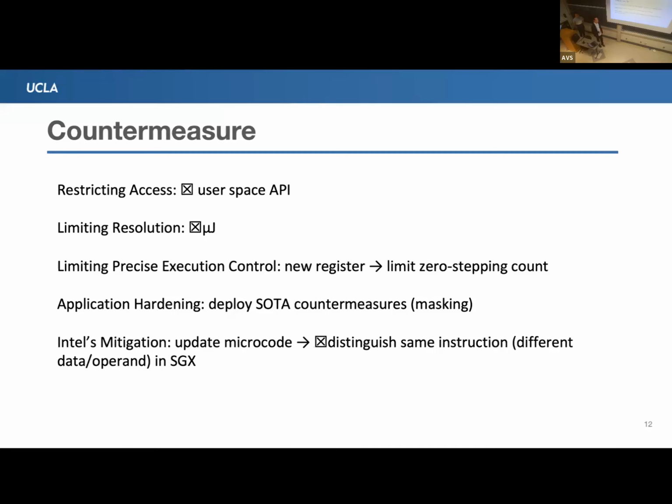We have changed the microcode so that the same instructions with different data or different occurrences, if they are executed inside SGX, are not distinguishable.